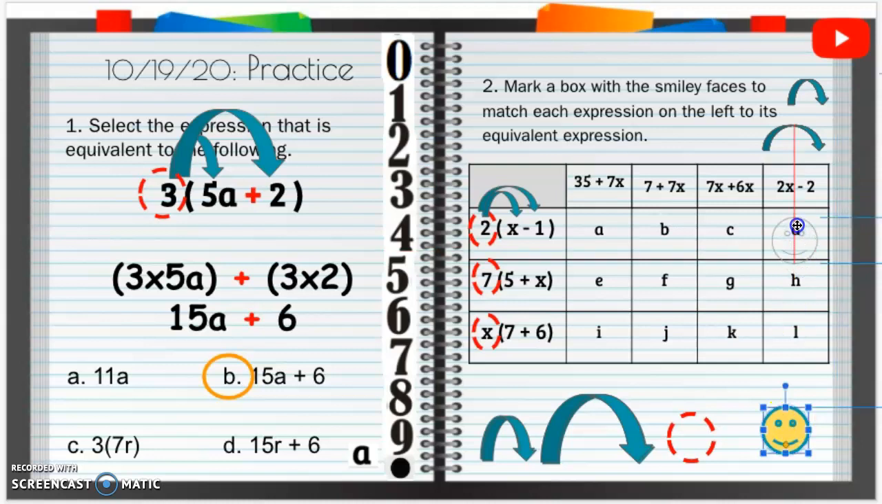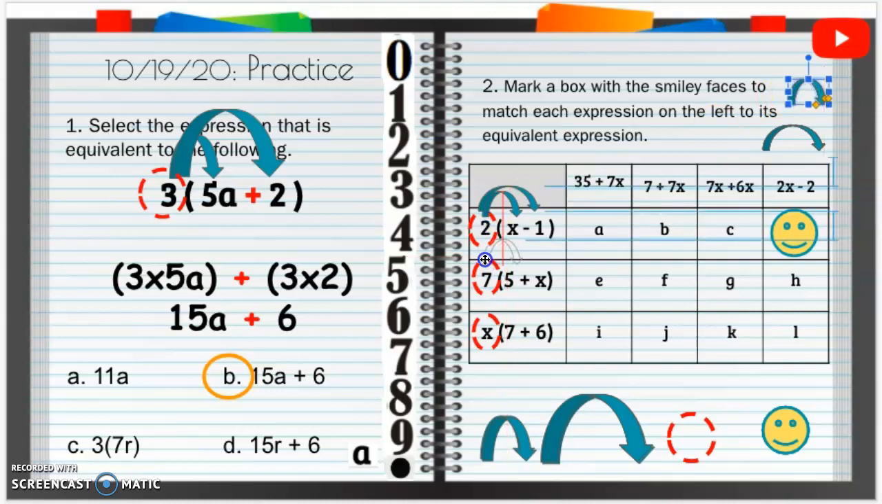Or you can put the smiley face over that. That's fine. You can either put that answer as D or a smiley face over it. You might see on a test question these letters in here. It's just to help us identify which box it goes in, where it goes into which box.